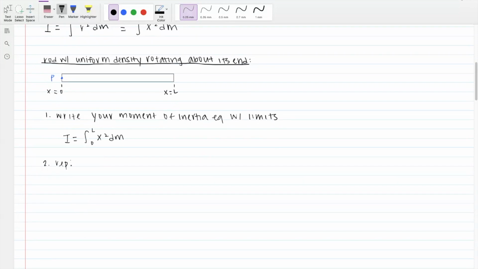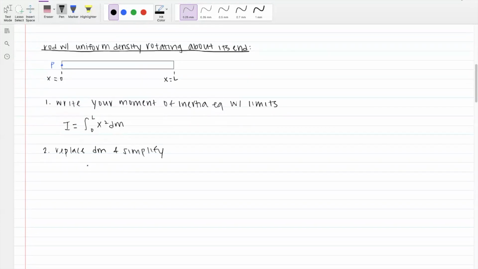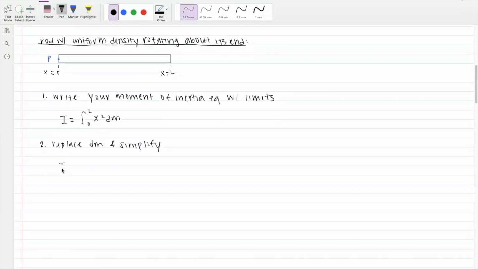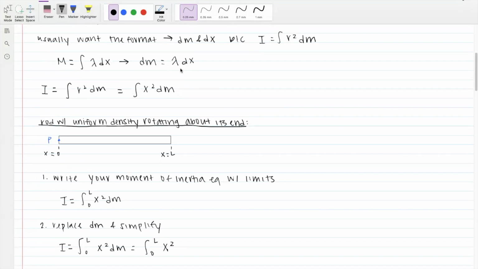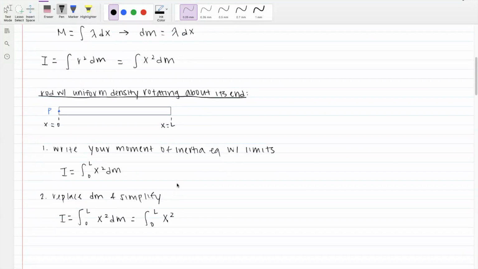Now replace dm and simplify. So we have inertia is equal to the integral from 0 to L of x squared dm, which is equal to the integral from 0 to L of x squared, and we have dm equal to lambda dx.